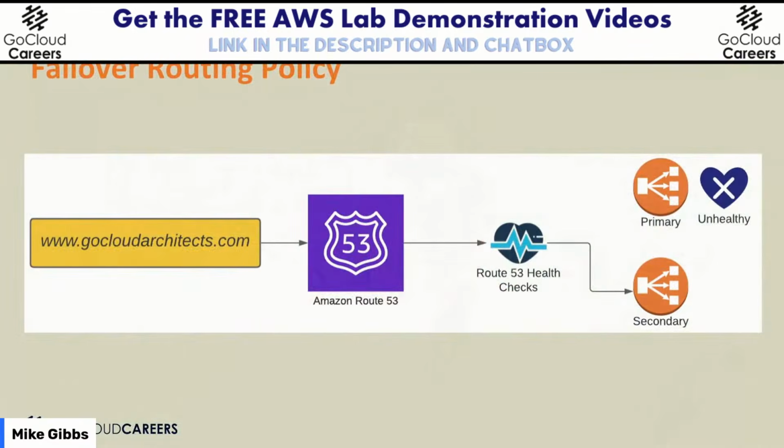So, for example, in a diagram we drew back when we were at Go Cloud Architects, we train more than just cloud architects. We train all kinds of architects, and they work everywhere now. So we're Go Cloud Careers. So if you put www.gocloudarchitects.com into Route 53, and the primary site would be unavailable, it would be deemed unhealthy, and all the traffic would go to the secondary site.